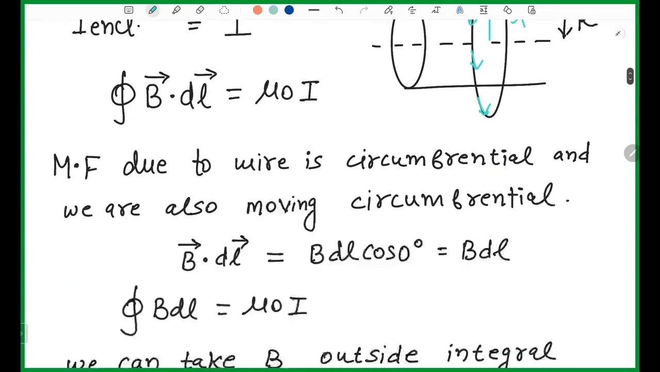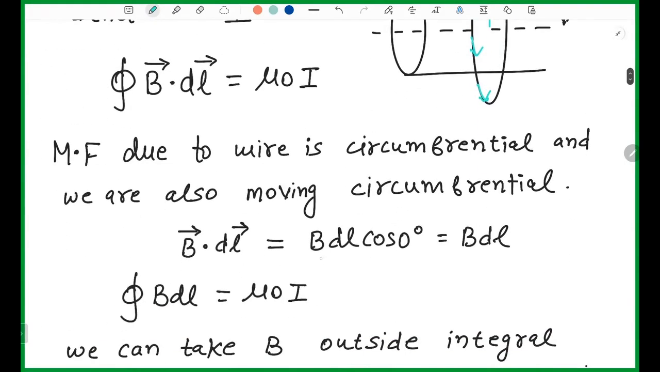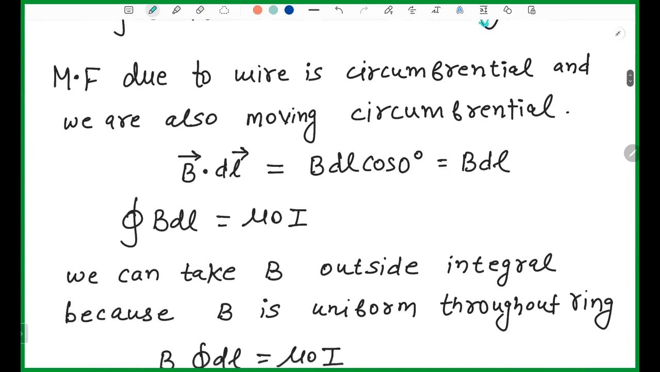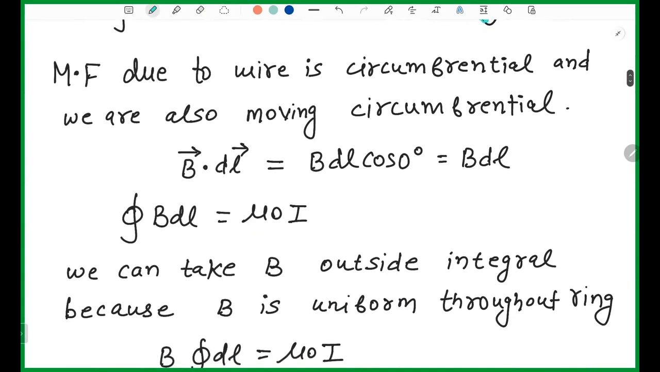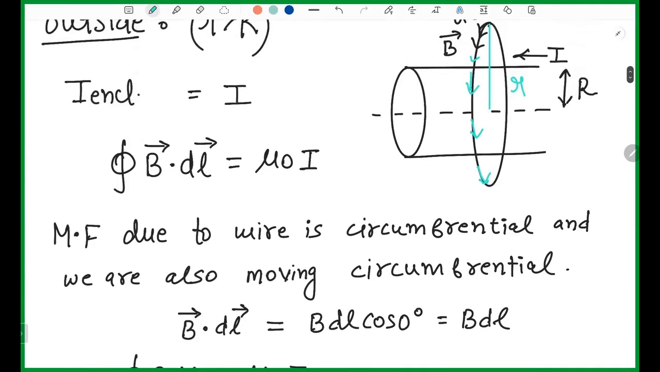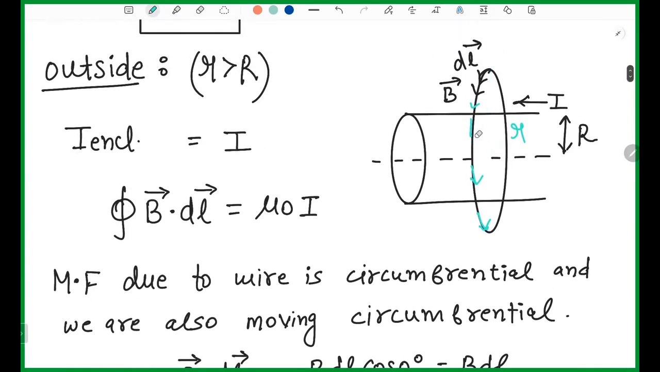So if B and dl are in the same direction, I can say B dot dl is B dl cos of the angle between them. The angle between them is 0 degrees, so cos 0 is 1. So B dot dl can be written as B dl. So B dl equals mu naught I. Now the magnetic field depends upon two things. One is current and another is the distance from the axis. So the current is the same for all the points. The current is flowing through the loop, so it doesn't matter.